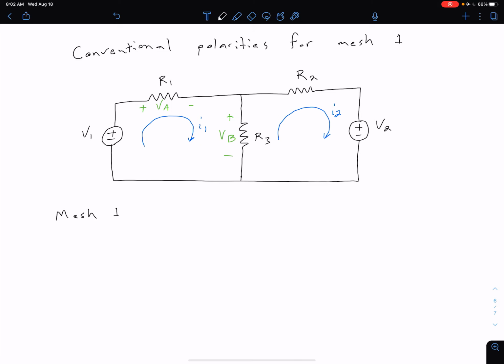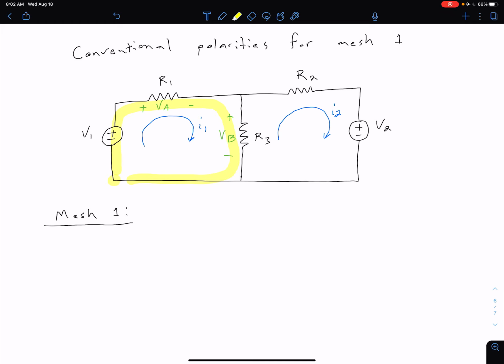So oftentimes I like to just write mesh 1 so it's very clear if somebody else is looking at your work what you're doing. And so again, we're applying KVL, Kirchhoff's voltage law, so we can start at any point in this loop here. So let's say we start here. We can also go in either direction. We can go clockwise or counterclockwise. Just to match the notes, I'm going to go in a clockwise direction.